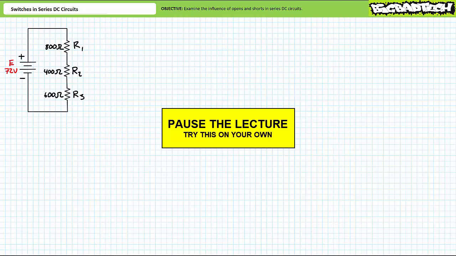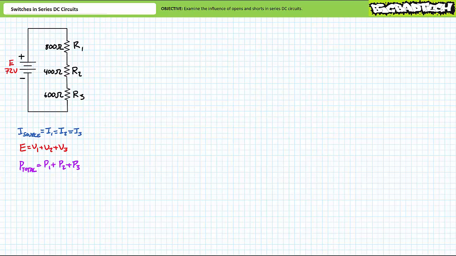If you're tracking, you should have obtained the following values. Current through elements in series is the same. For this circuit, I source equals I1, which equals I2, which equals I3. The sum of voltage rises equals the sum of voltage drops. For this circuit, E equals V1 plus V2 plus V3. In summary, what goes up must come down. Finally, power in equals power out. For this circuit, power total equals P1 plus P2 plus P3.